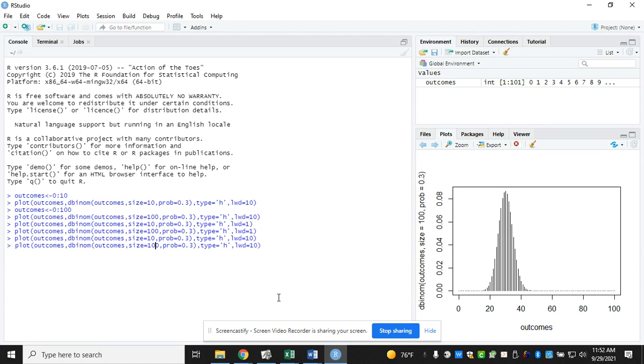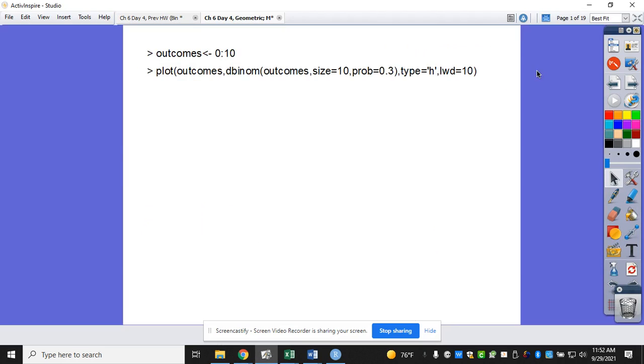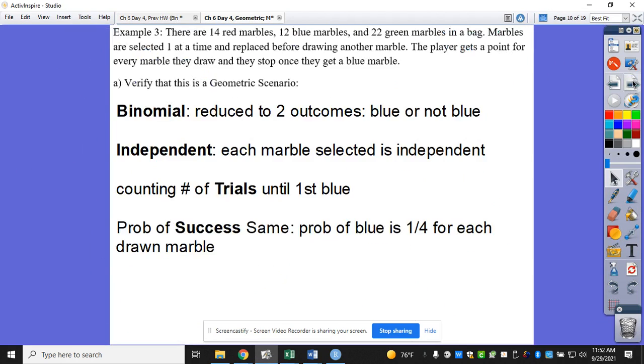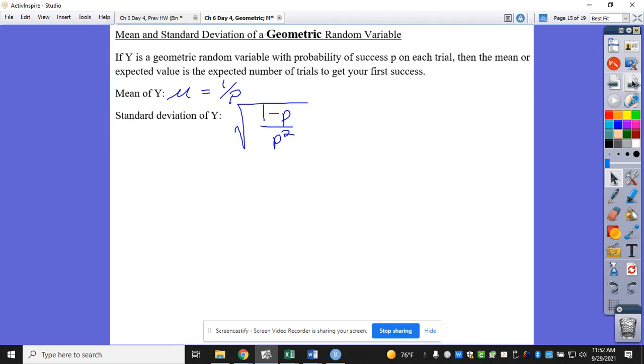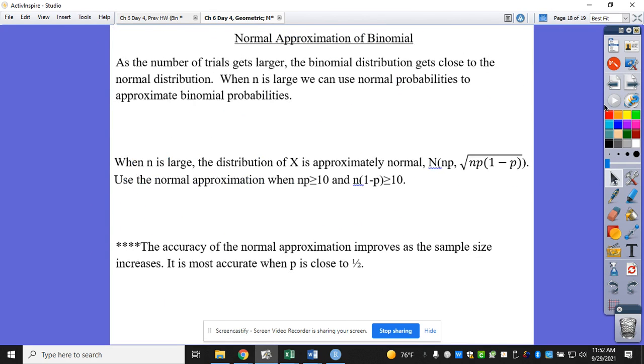So if you do the trials enough, it becomes symmetrical in that portion of the graph, which means you can use a normal approximation. And this is something that is a huge concept later, but we just like to bring it up right now. So as the number of trials gets larger, the binomial distribution gets closer to normal. So this part right here, we can use a normal approximation if your n times p is greater than 10 and your n times 1 minus p is greater than or equal to 10.